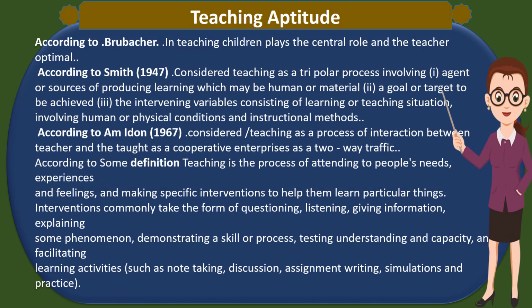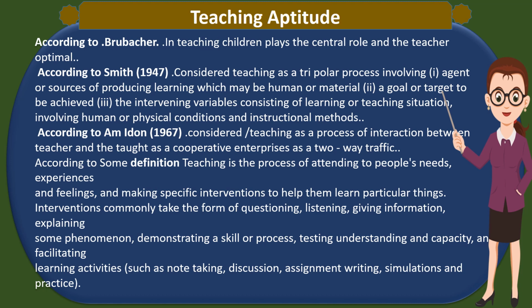According to Brubaker, in teaching children play the central role and the teacher, optimal. According to Smith, 1947, teaching is a tripolar process involving: 1. Agent, or sources of producing learning, which may be human or material. 2. The goal or target to be achieved. 3. The intervening variables consisting of learning or teaching situation, involving human or physical conditions and instructional methods.